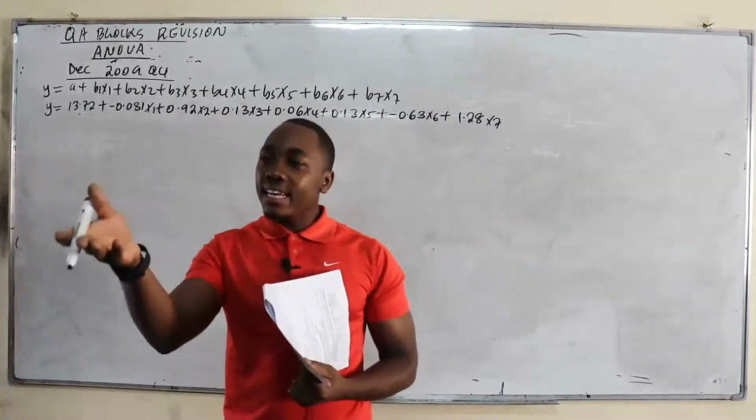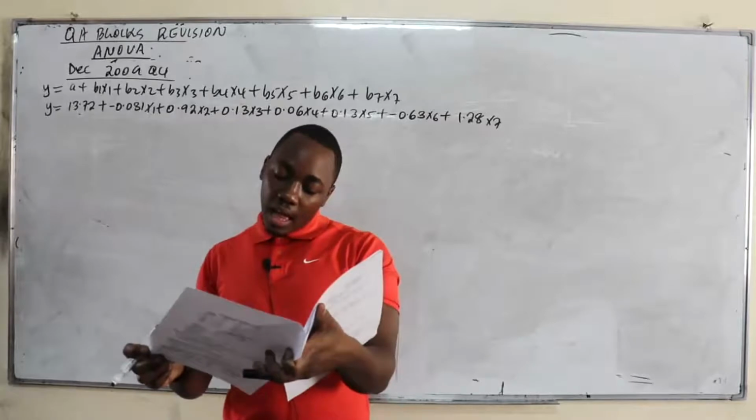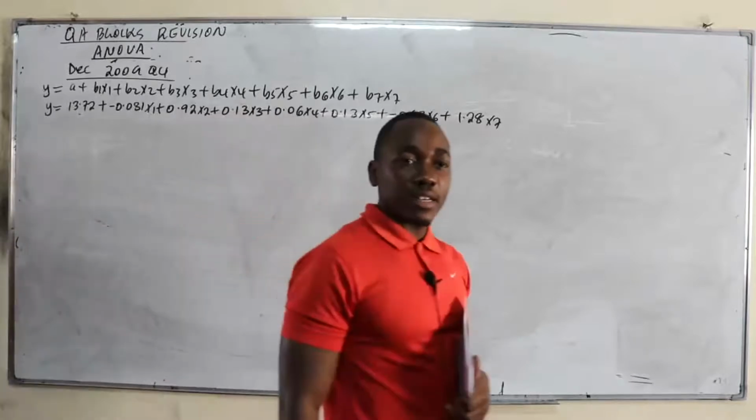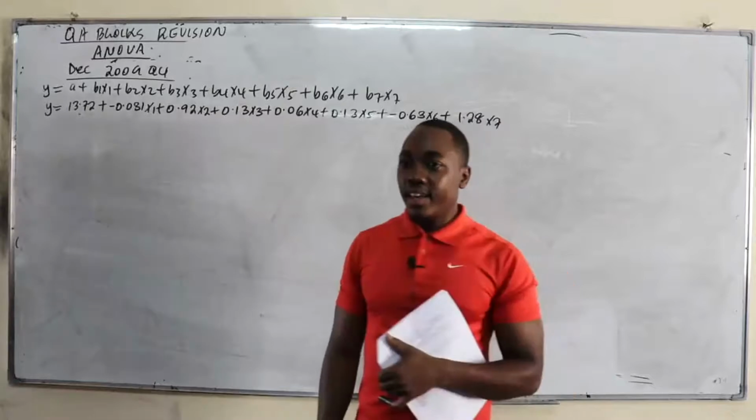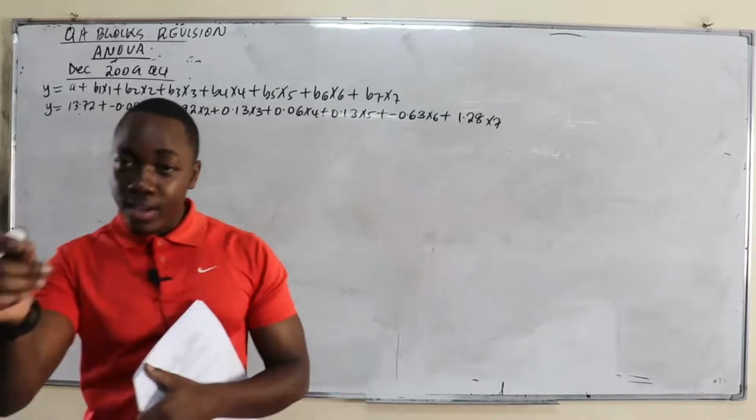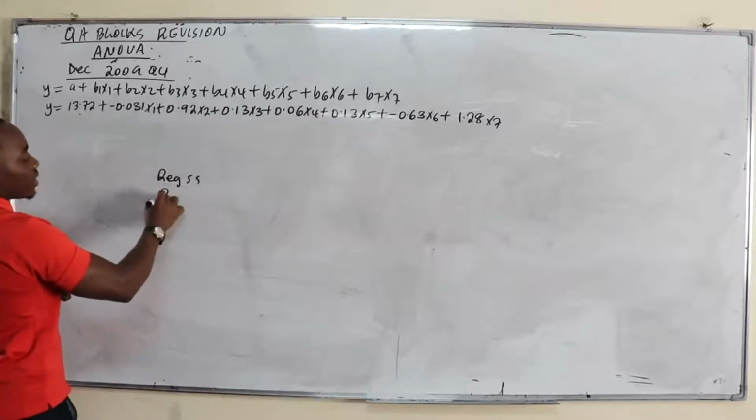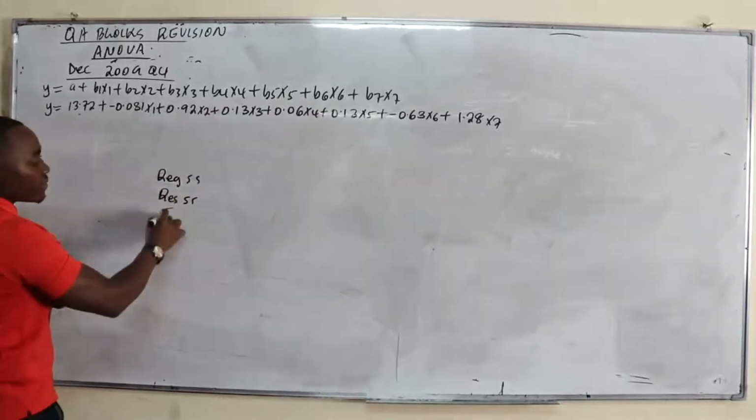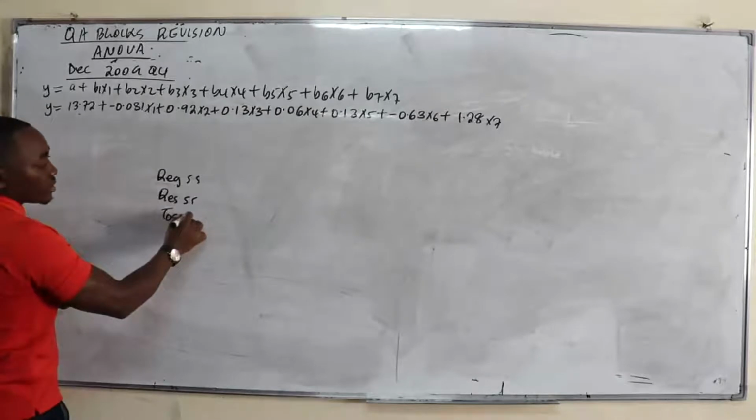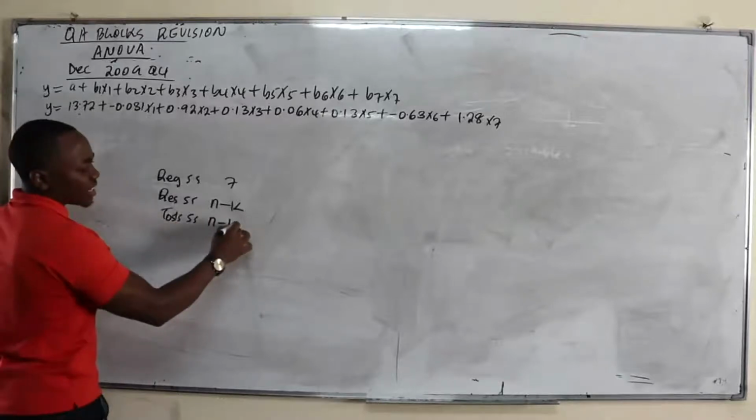Residual error, we said it's n minus k. N is how much? It's not 7. You're not given n, but you can get n. Okay, it's very simple. How can you get n? Because there is somewhere you'll be required to get n. You have said that we have regression sum of squares, residual sum of squares, and total sum of squares. Regression is the number of independent variables, which is 7. Are we together? Residual is n minus k. And then total is n minus 1.